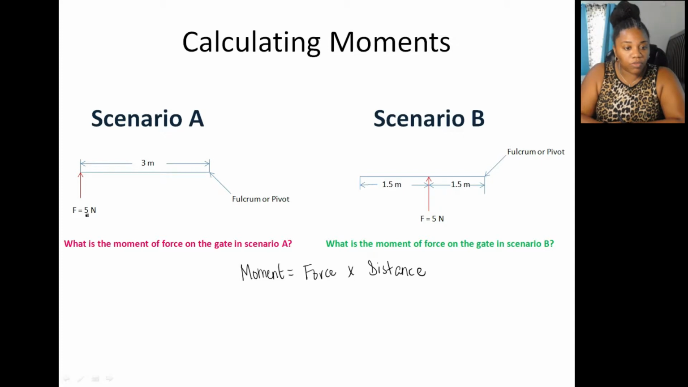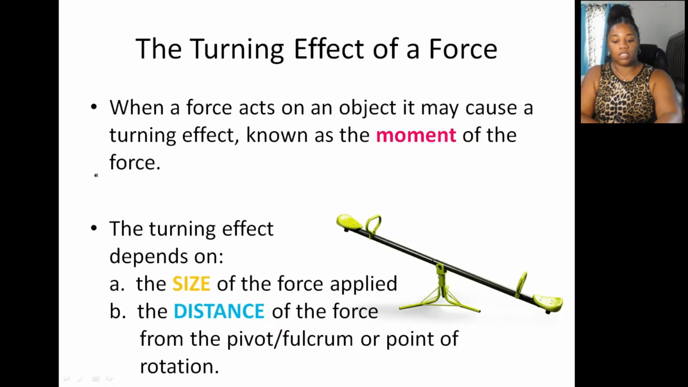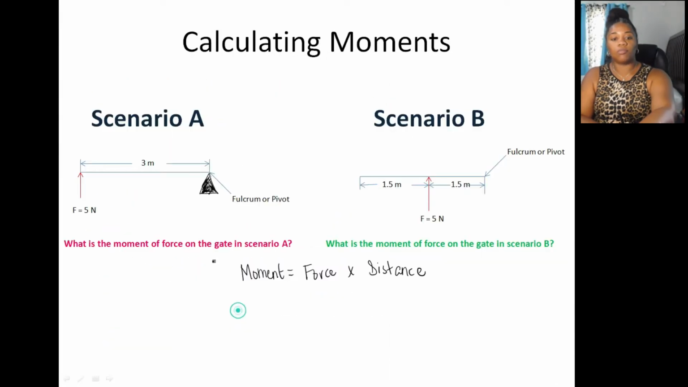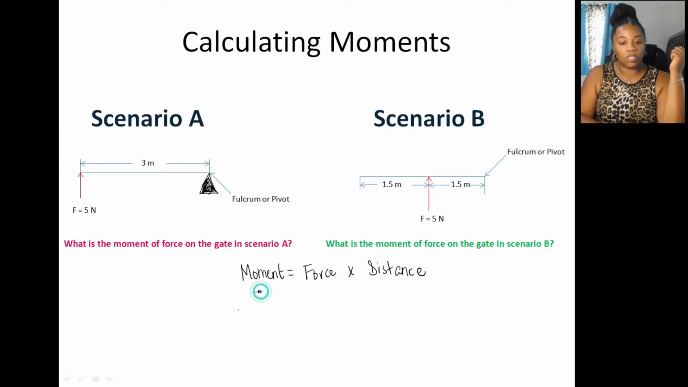Right. First of all, we have established that this is the fulcrum right here, so we can just draw a triangle. Usually in the drawings, you would draw a triangle to represent the fulcrum or the pivot. And the force is 3 meters away from that pivot. As you can see here, the turning effect depends on the size of the force applied and the distance of the force from the pivot or point of rotation. So for scenario A, the distance is 3 meters, in the correct unit, and the force being applied is 5 newtons. So that will give us 15 newton meters.